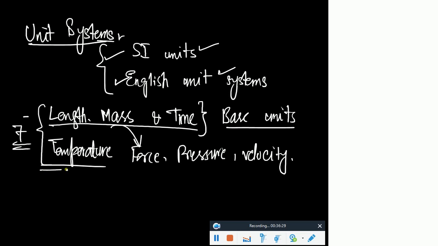I won't be discussing those SI units and English unit systems to a great extent, because you have already been introduced to them in your earlier classes. So please go back and see. The most important thing is you should be able to convert a quantity from one unit system to the other one. For example, you should at least know how many pounds are there in 1 kilogram, or how many kilograms are there in 1 pound.